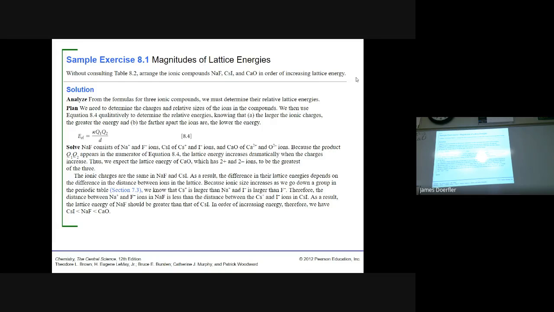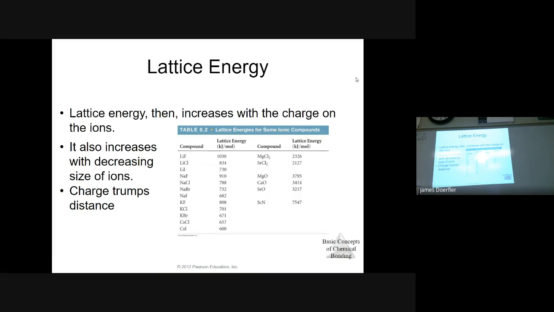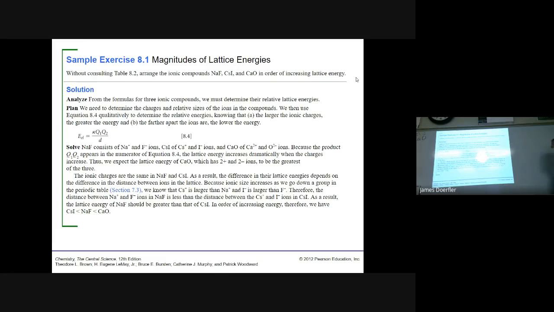Next, once you've done that, you need to then go back to the previous slide. I'm going to come back to this slide. I just want to show you again. We're going to go back to the previous slide and look at that first bullet point. Lattice energy increases with charge on the ions. And so we're looking at Q1 and Q2, the numerator. Okay? And really, we're not worried about the signs. We're worried about the magnitude of the numbers.